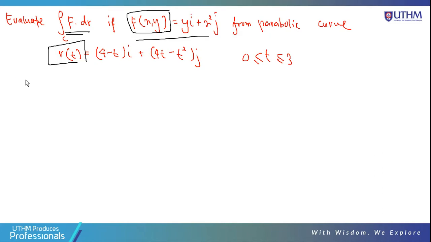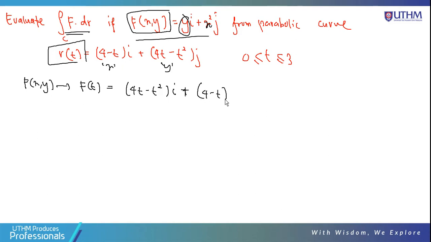For F(x, y), you need to change it into the form of F(t). Because we want to write all of this in terms of a single variable. The i represents the x component and j represents the y component. So you change the vector field in terms of t. So y equals 4t minus t squared for i, and for the x component squared, you bring this one, (4 minus t) squared for j.